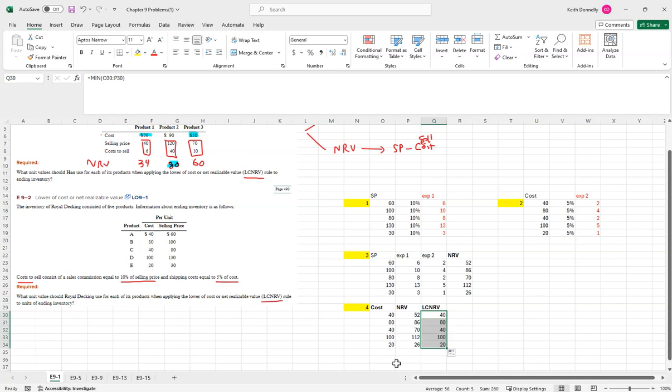Carry that down. Now there we go, right? So the lower of cost or NRV for item A, we're going to put that on the books at 40. For B, 80. C, 40. D, 100. E, 20. So nothing too big there. Just a little bit of Excel on it.